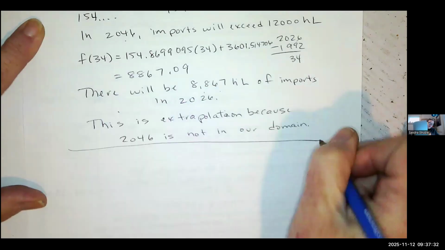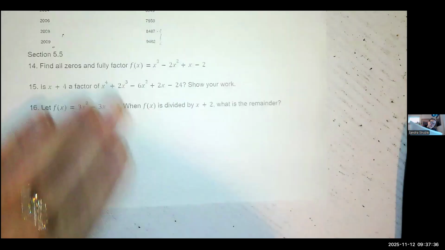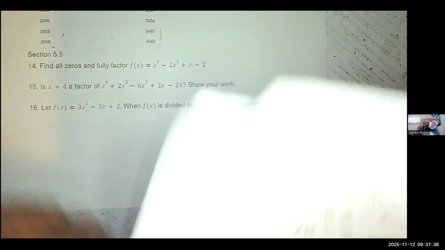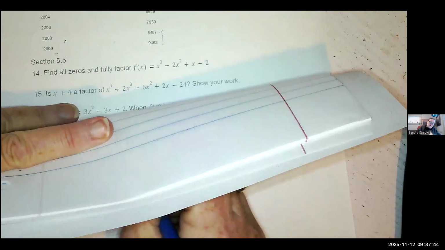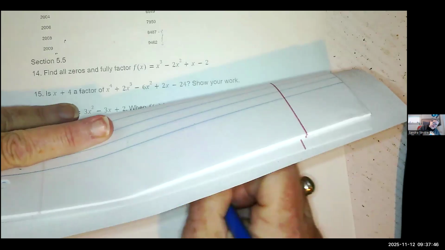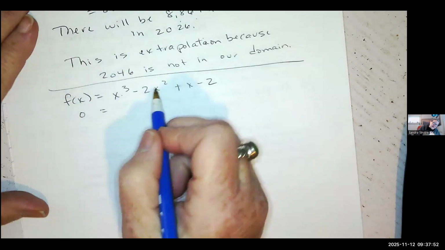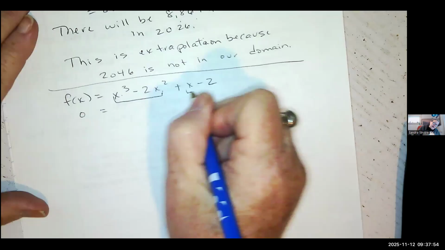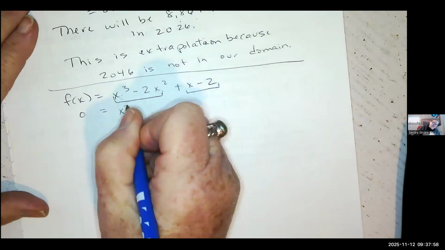Next is find all zeros and fully factor. We've got x cubed minus 2x squared plus x minus 2. Find all zeros. So we're just letting our y equal 0. What do the first two have in common? x cubed minus 2x squared. So x squared leaves me with x minus 2.